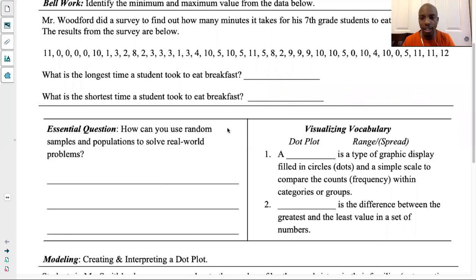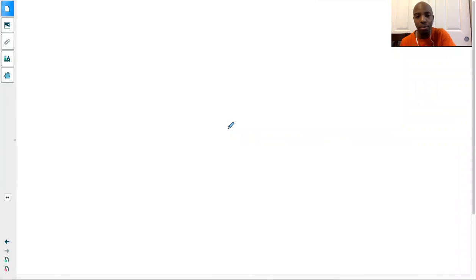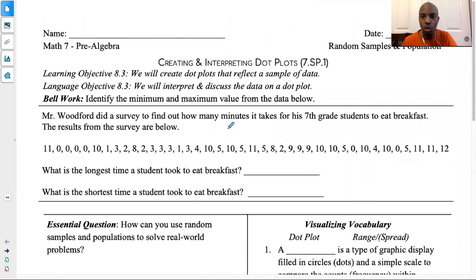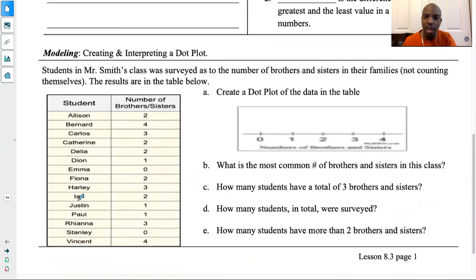Okay, so let's get into the meat of what we're going to be doing today. And I believe there's only 2 problems for you to complete on your own, so it's not too overwhelming and it's not too much. When you look at creating and interpreting a dot plot, I started by telling you students in Mr. Smith's class were surveyed. Now there's a number of ways to represent data. They can be just numbers. It could be on a table. It could be on a graph. It could be on this dot plot, on a histogram, on all these different other ways. And this is a part of understanding data and interpreting it. As we go further, this is only the intro, but you're going to see a lot of different representations of how we can display data.